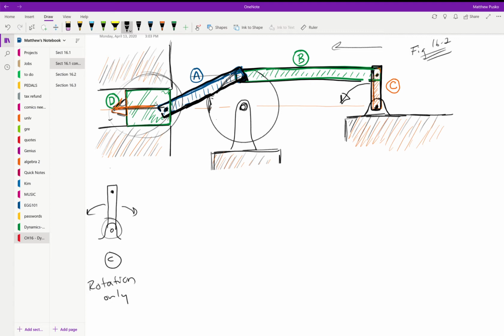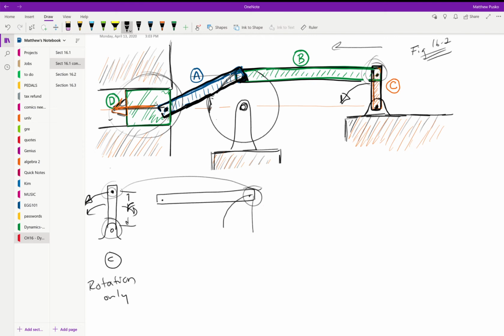Let's look at what it's connected to. This part right here is connected to B. So this is connected to right there. And it's going to have the same exact motion. So if this part moves in a perfect arc, like the radius of this distance right here, then this is also, draw that radius out, it's going to move in that same path.